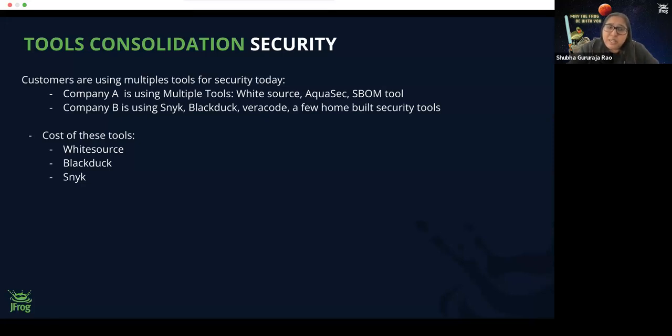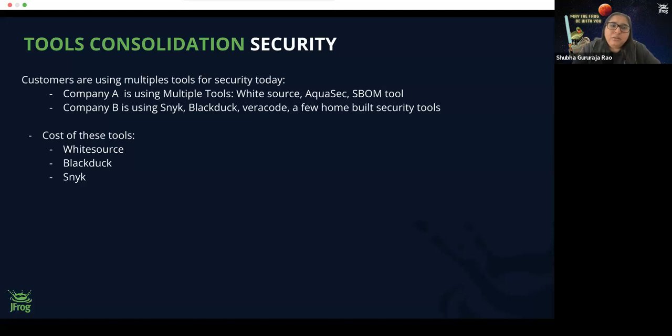There was another company which was using not just Snyk, they were also using Black Duck. They were using Veracode. Snyk and Black Duck kind of have a lot of similar features. Snyk has some extra features as well that they were using, but they were also using Veracode for just their code scanning, right? And they, of course, had a bunch of home-built security tools as well.